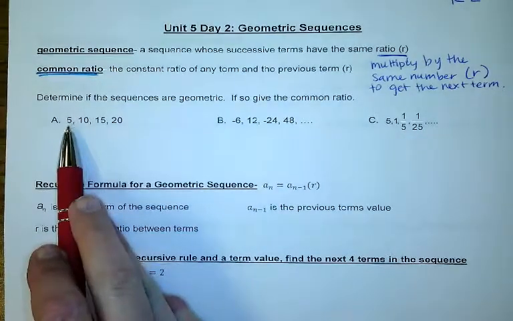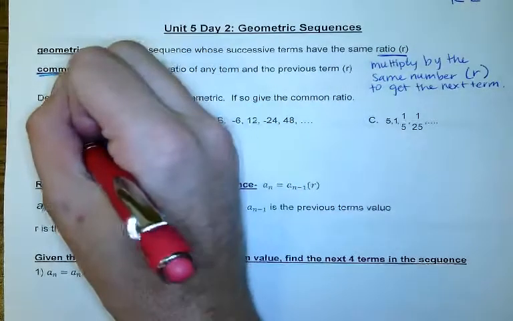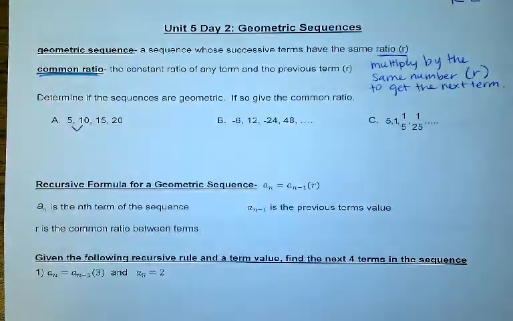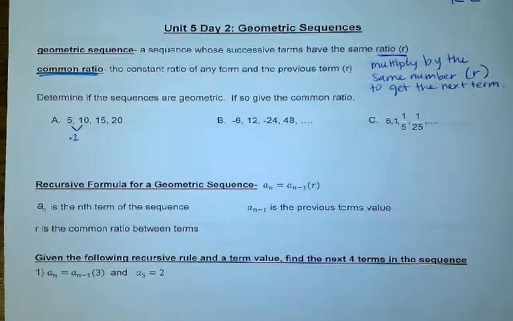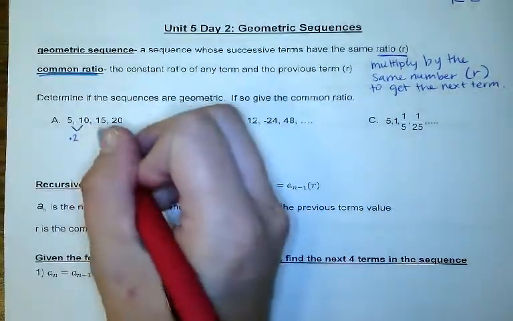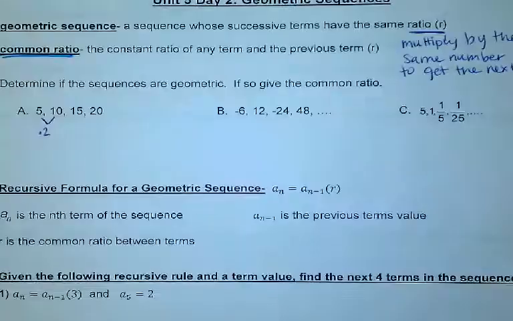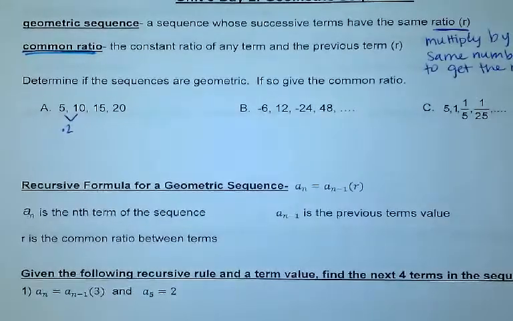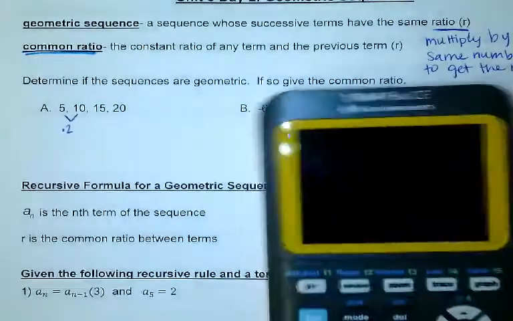In order to get from 5 to 10, what are we multiplying by? 2. Do you feel okay with that? In order to get from 10 to 15, what are we multiplying by? Are we multiplying by 2 again? We are certainly not multiplying by 2. I heard it, 3/2.